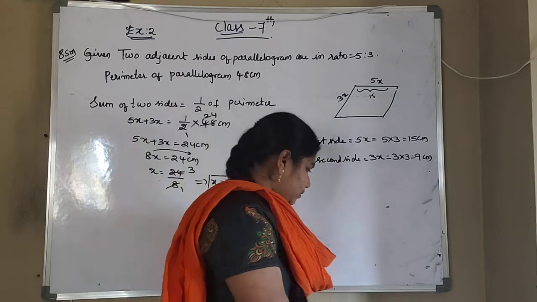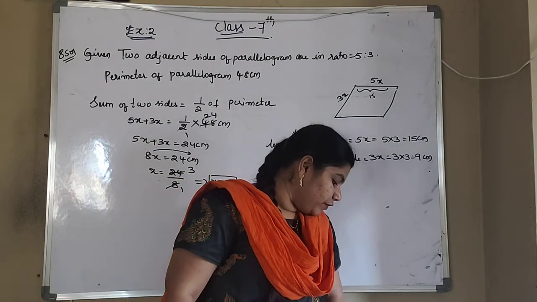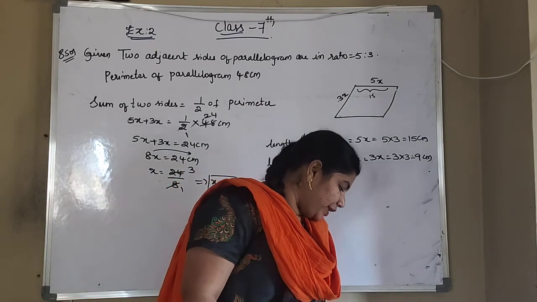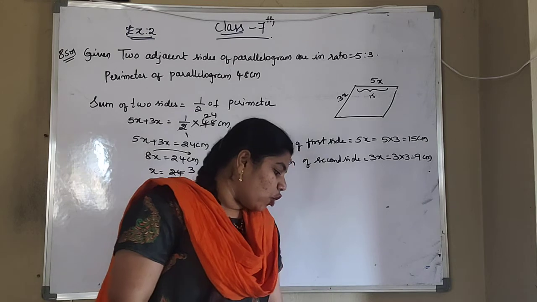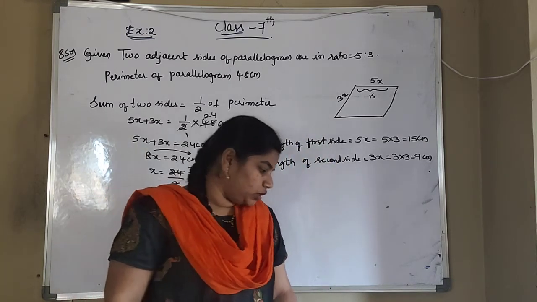So what is the next one? The diagonals of a quadrilateral are perpendicular to each other. Is such a quadrilateral always a rhombus? Draw a rough figure to justify your answer. So what is the question?